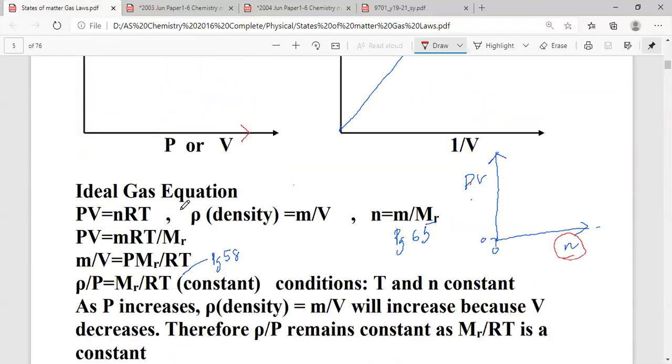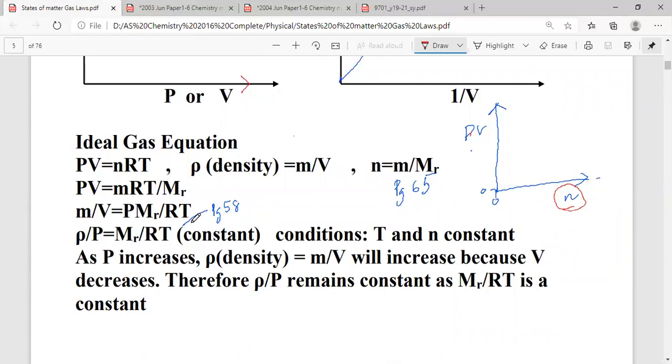Now, density. Remember, density is mass over volume. For a given amount of gas, the mass doesn't change. But as I increase the pressure, the volume will decrease, isn't it? So of course density will change. Increase the pressure, the mass remains constant, the volume becomes smaller, so with the same mass, the density will increase. Now, how do they show it in the diagram or in the equation?